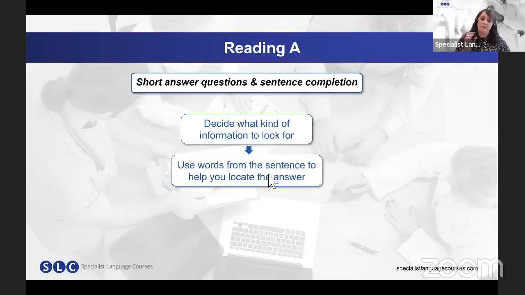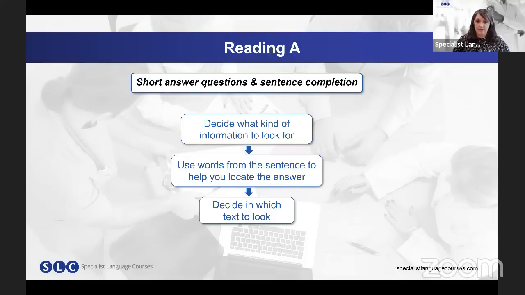So you've got using the keywords to decide what kind of information you're looking for, which is a prediction strategy, and then using those keywords from the sentence to help you locate the answer in the correct text. It's a good idea to decide which text to look in to help you save time and use your time effectively.